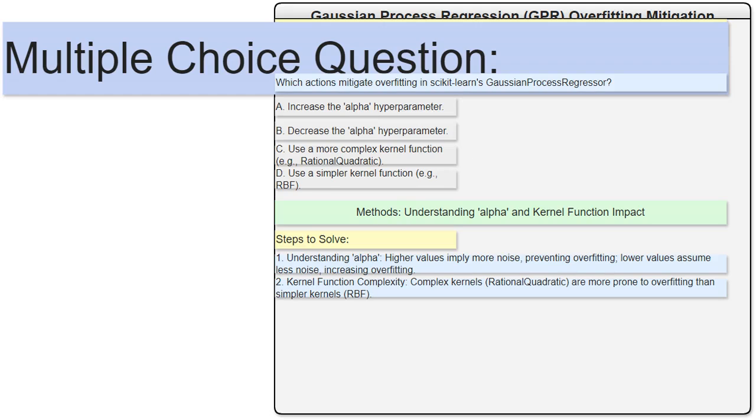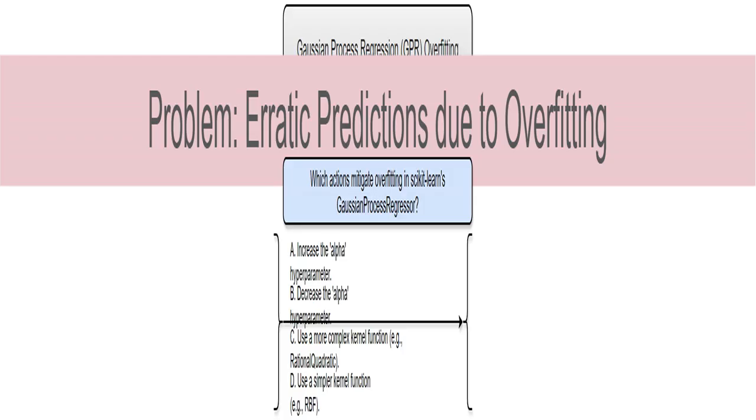This clarifies the overall question. We're using Sklearn's Gaussian process regressor, and the question asks us to identify techniques to reduce overfitting. Overfitting in this context means the model is performing well on the training data, but poorly on new data. I see erratic predictions, which often means the model is overfitting. That is, it's learning the noise in the data instead of the underlying pattern.